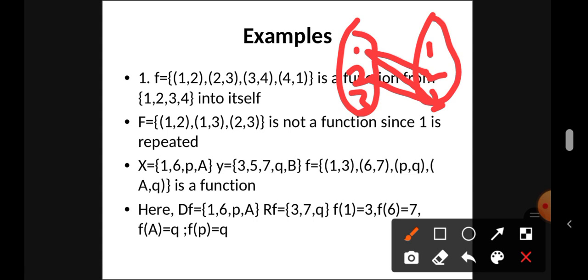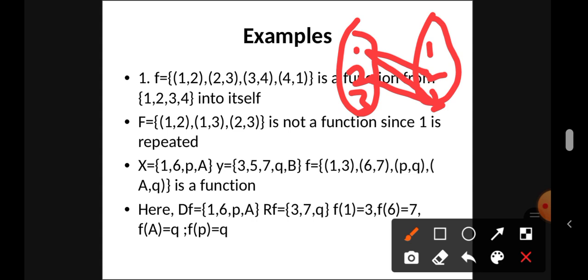Here D(f), the domain, is equal to {1, 6, p, a} and the range is equal to {3, 7, q}, because we are taking a relation from X to Y, and we have only 3 elements 3, 7, q. So we can consider this {3, 7, q} as the range.